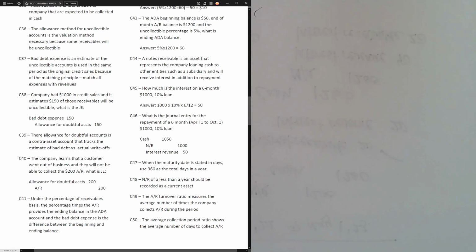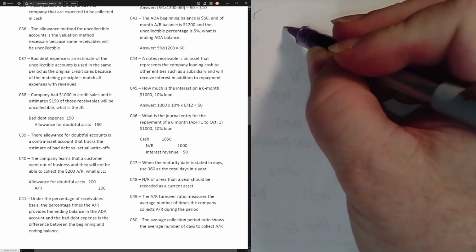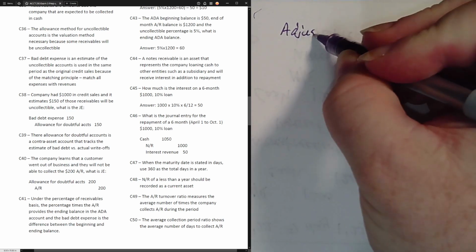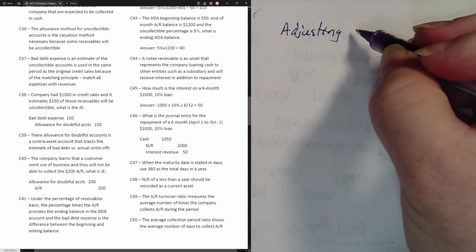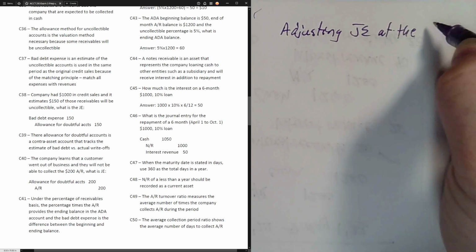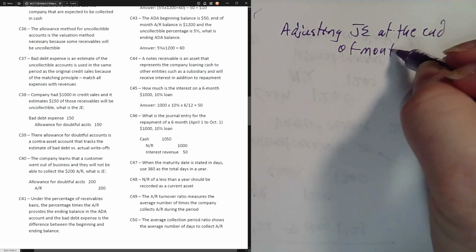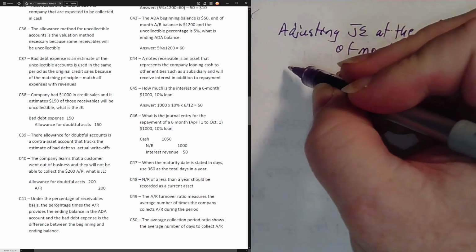So here is just a straightforward understanding of one of 2 different types of journal entries. The first journal entry is the adjusting journal entry at the end of the month. So in adjusting, if you remember in chapter 4, we went over those. Adjusting journal entry at the end of the month. And this particular one is our estimate.